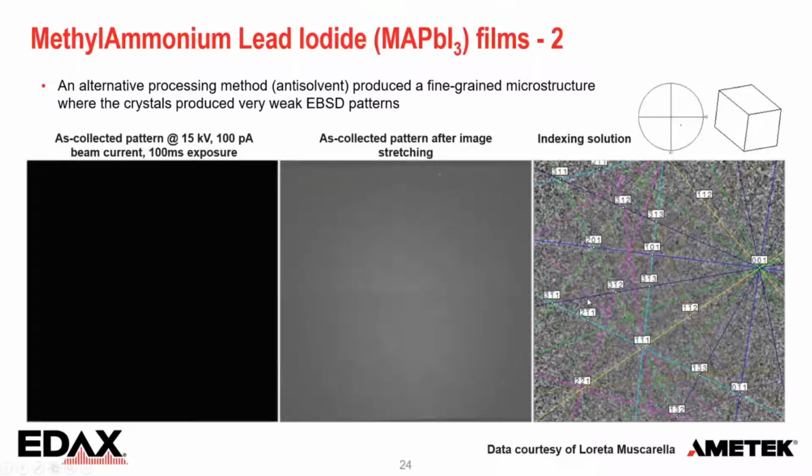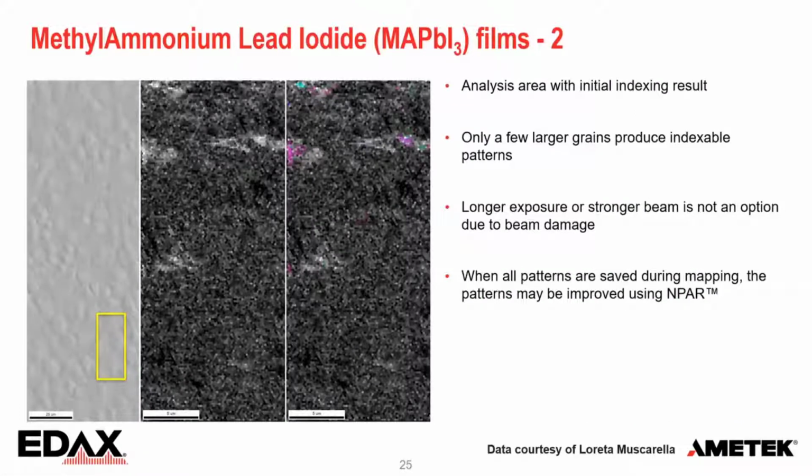And we can index that, of course, as well. So this is the initial mapping result. And in here, these are image quality maps. We have just a few grains that produce something. Most of the area is just noise. But longer exposure or a higher beam current were just not an option, because that would certainly damage the material.